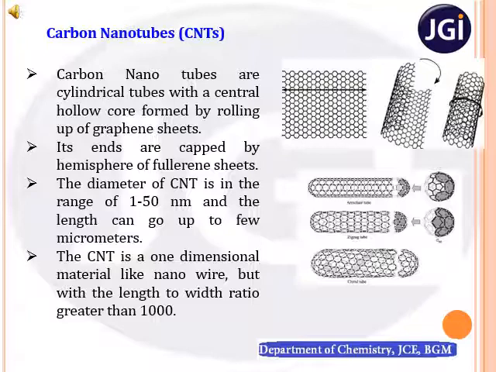Now we shall discuss the last nanoscale material in the syllabus, that is carbon nanotubes. Carbon nanotubes are cylindrical tubes with a central hollow core formed by rolling up graphene sheets. So far we have discussed the graphene sheets and their structural arrangement. The same graphene sheet, if you roll it into a tube-like structure, hollow at the core as shown in this figure, is called a carbon nanotube.